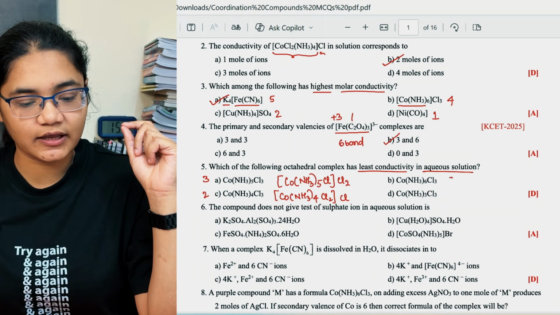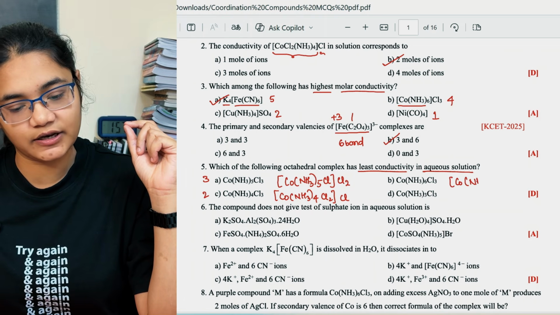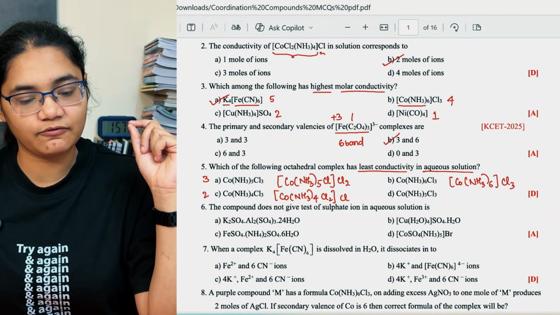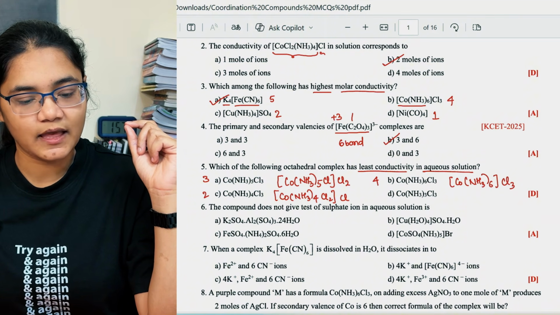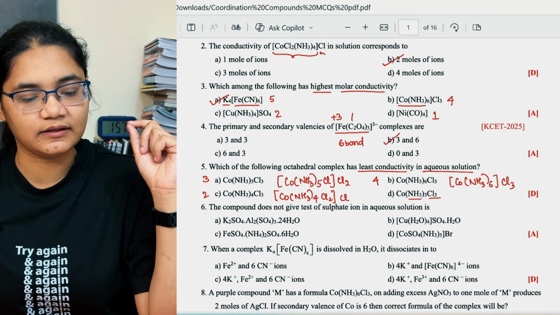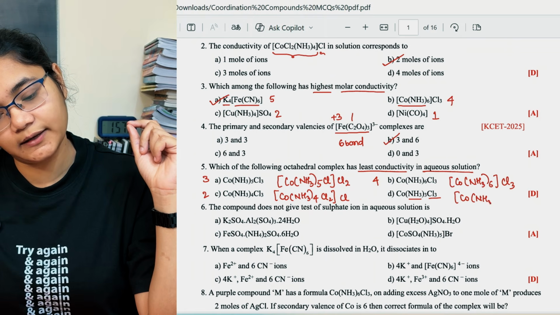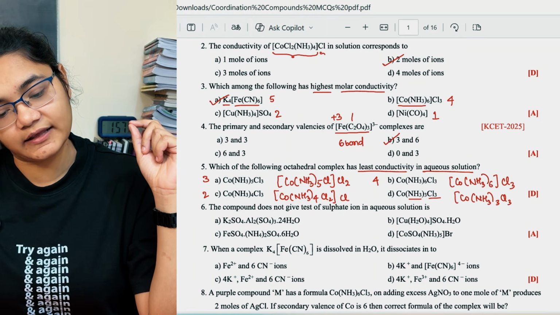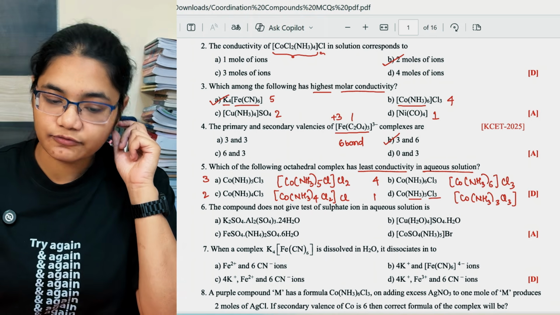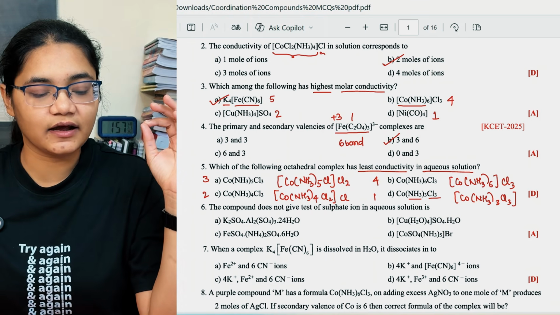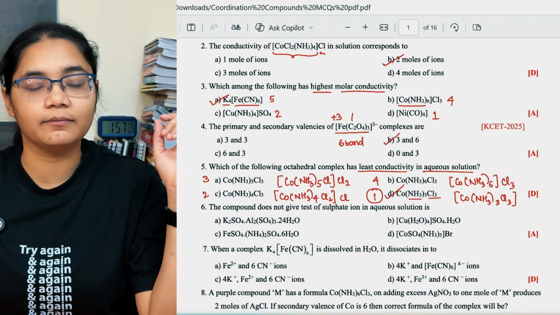Now here if you see, I have a [Co(NH3)6]Cl3. So the total number of ions produced here will be 4, and here we have MA3B3. So this whole will be one complex, that is [Co(NH3)3Cl3]. Okay, so this is 1. So if you see the total number of ions, the complex with least conductivity is the one with 1 ion. So option number D here.